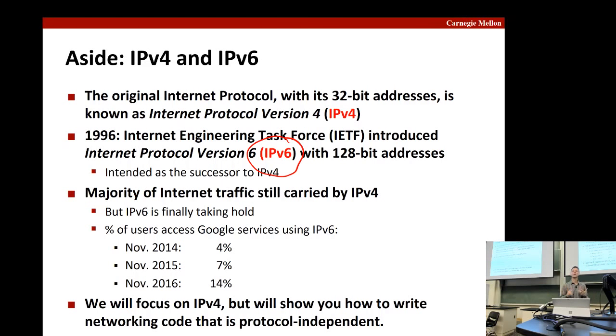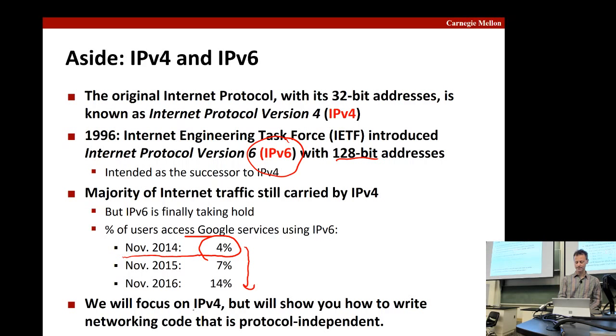But the interesting thing was that the adoption has been almost non-existent, right? From 1996 to 2014, only 4% of access to Google services were actually using the new IPv6. Now, in very recent history, it looks like it's trending up, so maybe it's finally taking hold that people will switch to 128-bit IPv6 addresses. But for now, we won't worry about that so much.